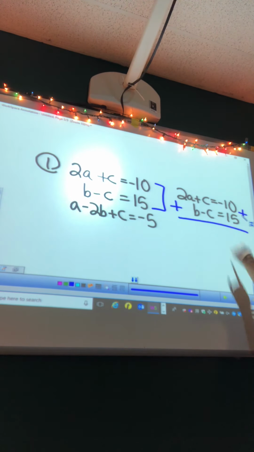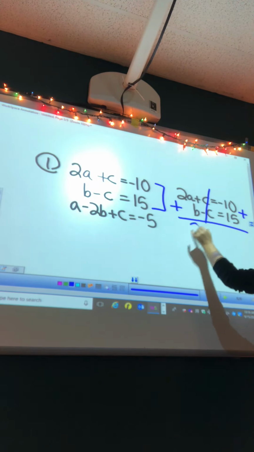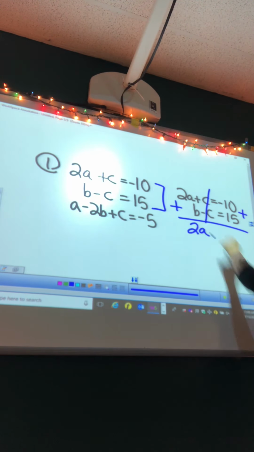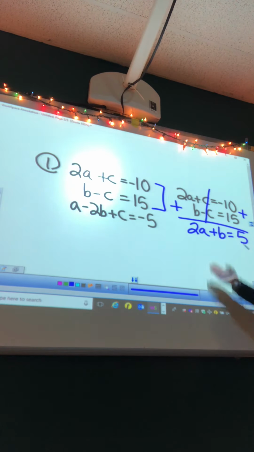So adding those together, the C's eliminate. I do have a 2A. What kind of B is that in the second equation? Positive. Equals, what do we get over here on the other side? 5, because it's a negative 10 and a positive 15? You bet. So now, if I look, I have A, B equals a number.